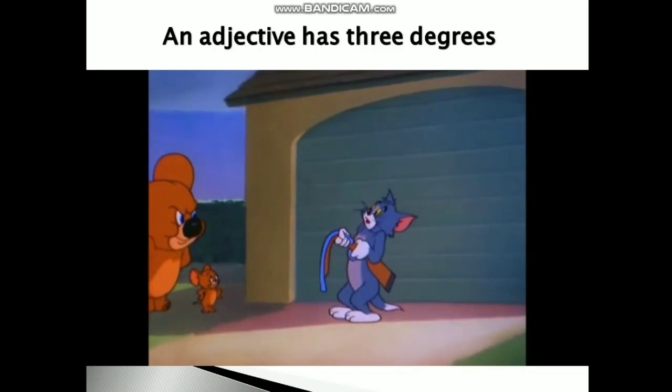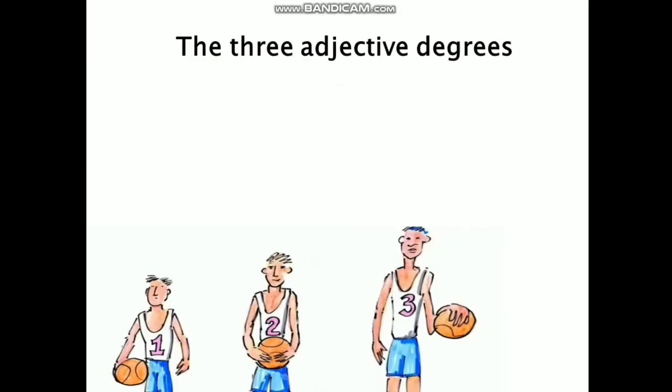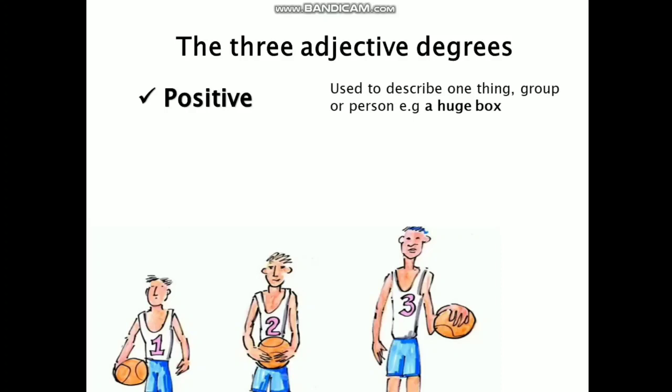The first adjective degree is called the positive. It is used to describe one thing, group, or a person. For example, a huge box, a tiny helmet, a pretty lady, or a confusing title.